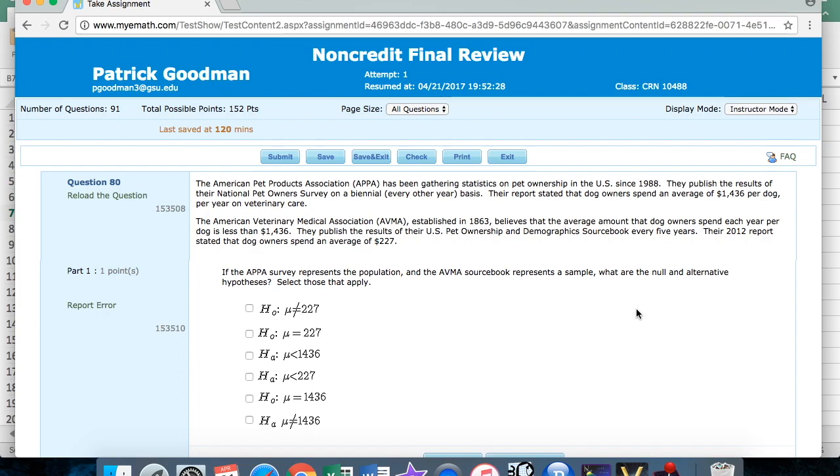So then they publish the results in this pet ownership book every 5 years. The 2012 edition stated that dog owners spend an average of only $227. So that's a big difference, right? Or that's each year, I see. So this says that the amount spent each year per dog is less than this. And then they said their 2012 report stated that dog owners spend an average of $227. Okay.